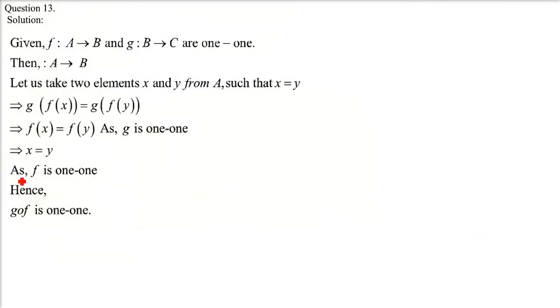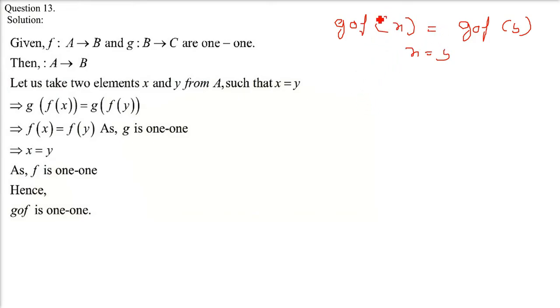Question number 13 here. If f is A to B and g is B to C are one-to-one functions, show that g∘f is a one-to-one function. We have just seen how to prove that g∘f is one-to-one. One-to-one means g(x) equals g(y), then x should be equal to y. So g∘f(x) equals g∘f(y). If we are able to prove x equals y, it means g∘f is one-to-one.